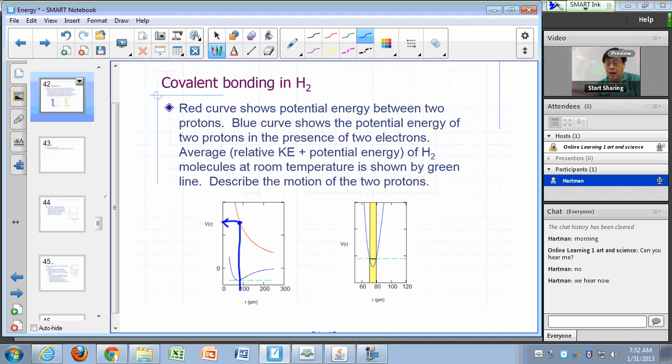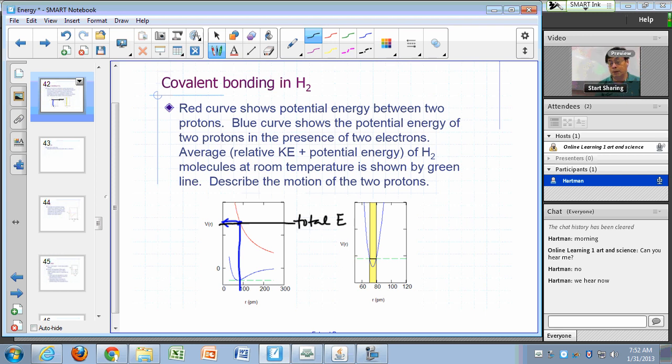Now let's see what happens. Let's say I were to hold them together at that distance and then release. At that point they don't have any kinetic energy. The total energy is equal to the potential energy. So I'm going to draw a horizontal line to represent the fact that as they move away or towards each other, their total energy is going to remain the same. So this is their total energy.